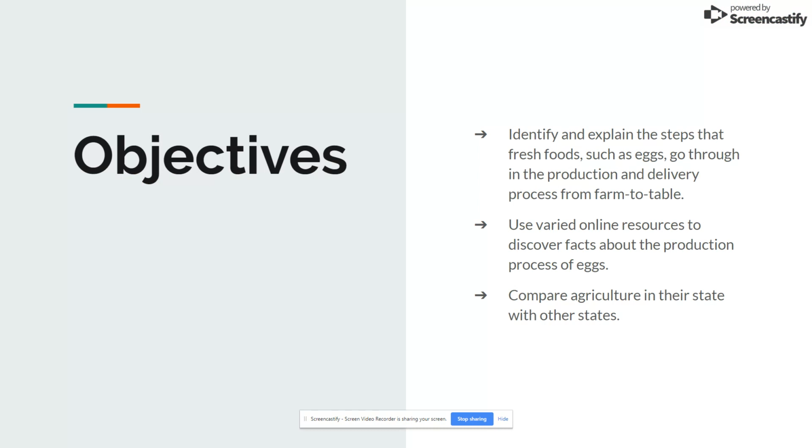The objectives discussed in the lesson were to identify and explain the steps that fresh foods, such as eggs, go through in the production and delivery process from farm to table, use varied online resources to discover facts about the production process of eggs, and compare agriculture in our state with other states.